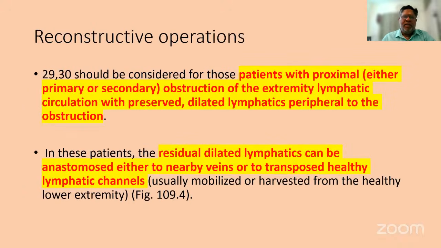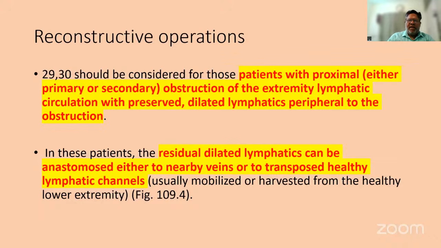Surgical options for lymphedema can be divided into reconstructive and excisional procedures. Excisional procedures are the Homans and the Charles procedures. Reconstructive operations are done for patients with a proximal obstruction, due to either a primary or a secondary cause, with preserved dilated lymphatics in the extremities.